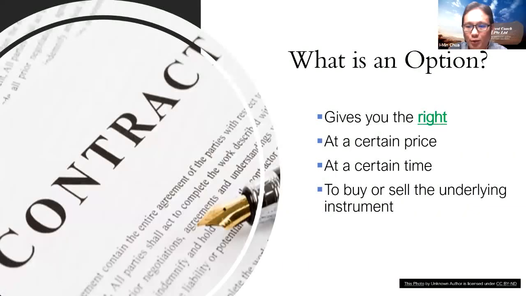So now, what is an option? It's a contract that gives the option buyer the rights, at a certain price at a certain time, to buy or sell the underlying instruments. So it's just a piece of paper between two parties. One party receives an option fee and the other party gets the rights at a certain price at a certain time to buy or sell the underlying instruments.